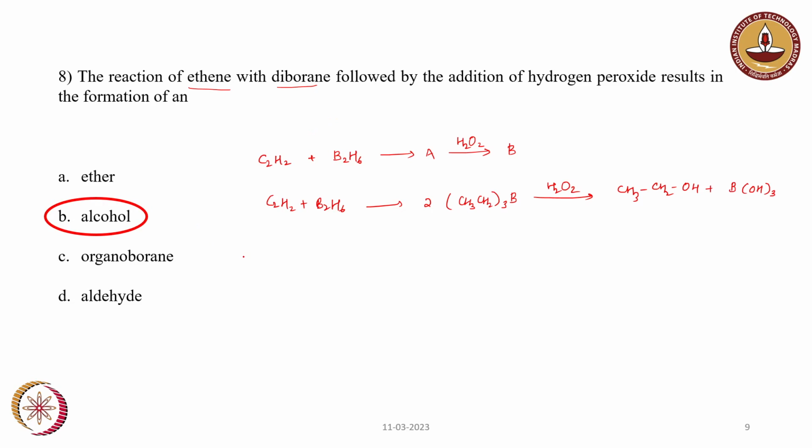Organoboranes are formed when ethene is reacted with diborane in ether solvent. So diborane we can write as BH3 in ether solvent, it will be BH3.OR2 plus C2H4, it will form CH3CH2BH2 and give OR2 back. So this is an organoborane.